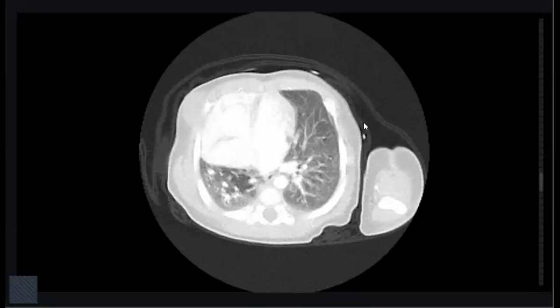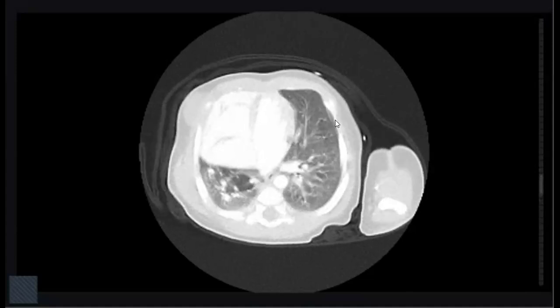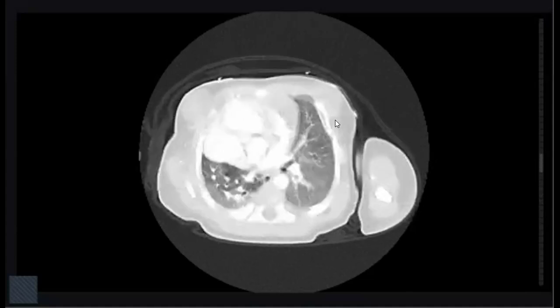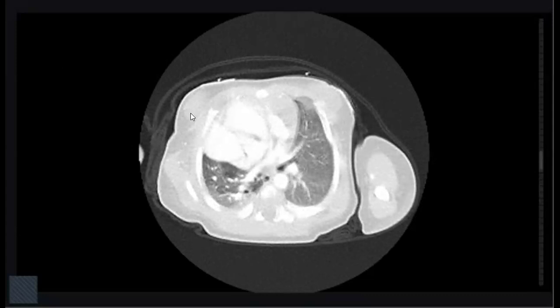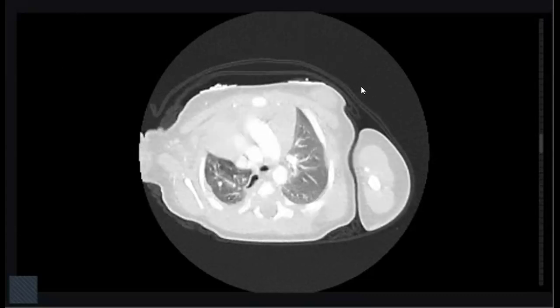In addition, there are soft tissue masses also seen in the right chest wall. I don't know what this could be. I think it's breast shadow. These are bilateral, so these are not any significant finding.